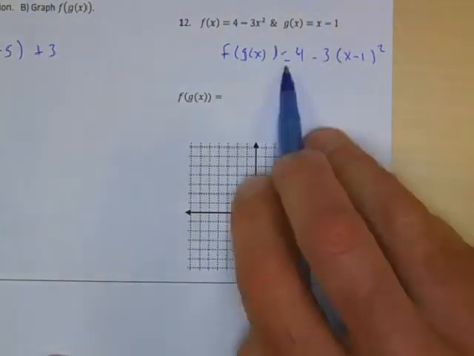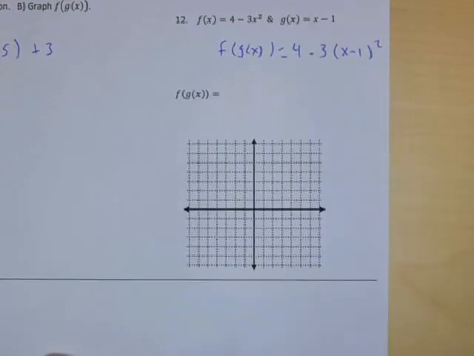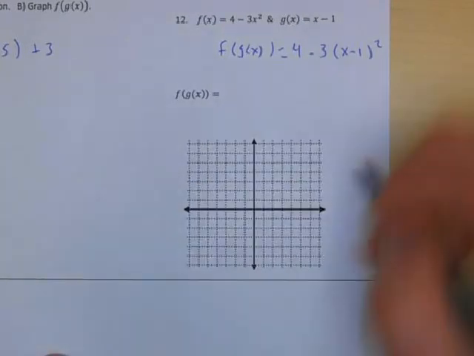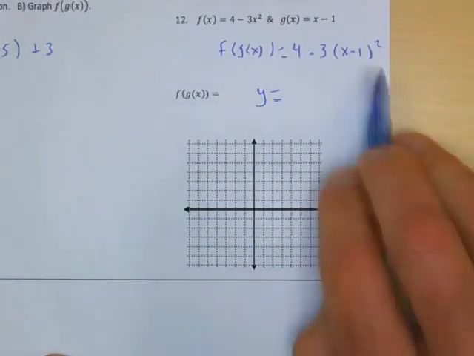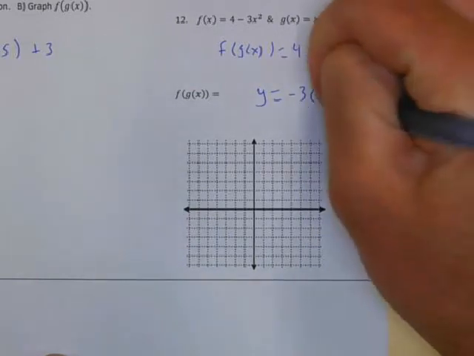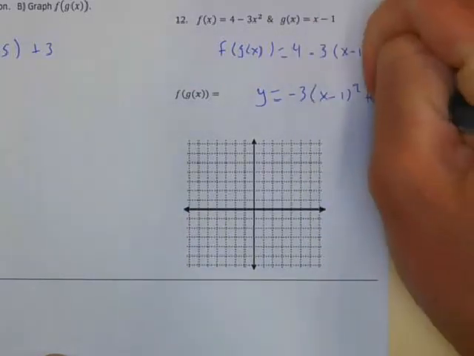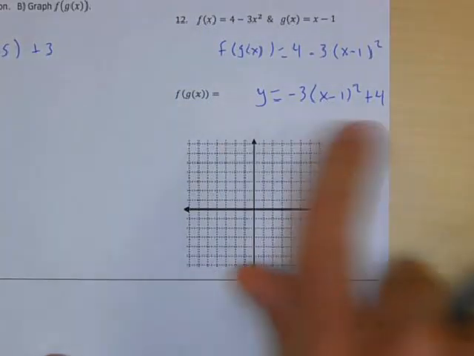Okay, now this function is pretty much fine. Let's change a couple things though, just the way it looks. First of all, I don't like f of g of x. Let's just call that thing y. And then I want to put the 4 last, and if we write it like this, negative 3 times x minus 1 squared plus 4, well, now we had to write an extra plus sign, but now it's more in the form that I'm used to seeing it.